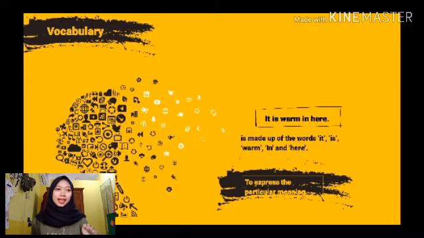The next slide is about vocabulary. Vocabulary aims to express the particular meaning. Same example for the vocabulary. It is warm in here, contains five words. And these words are called vocabulary. I hope you get it.